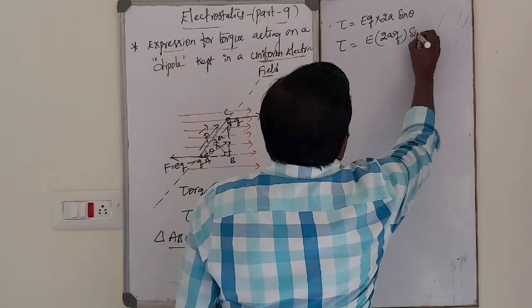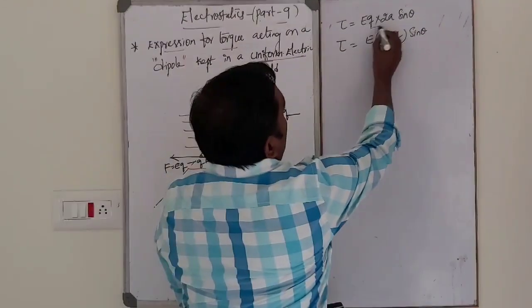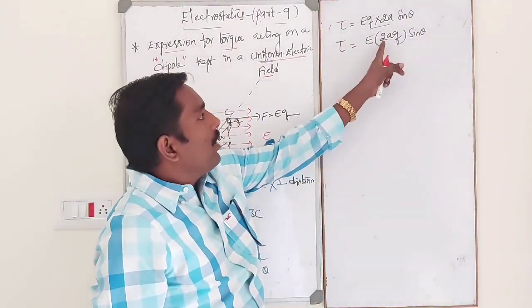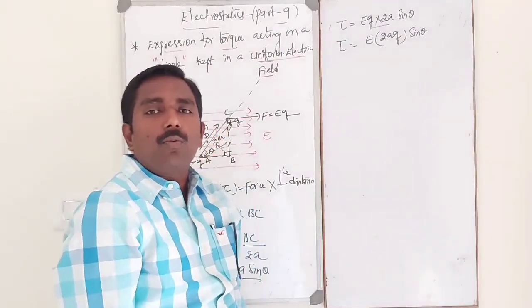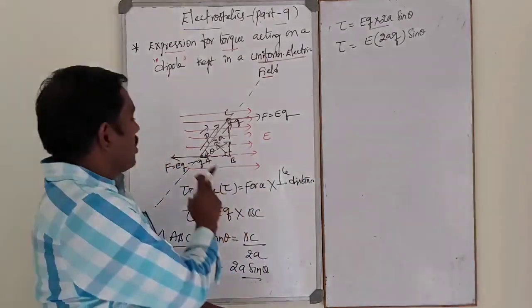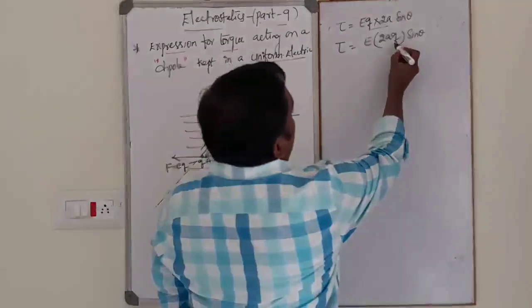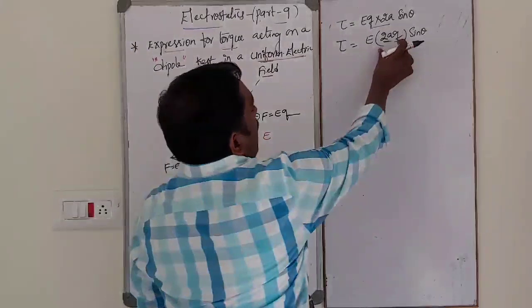2aq into sin theta. Combine this. 2aq means dipole moment. What is meant by dipole moment? The product of either charge and the separation between the two charges. So that is nothing but the dipole moment.